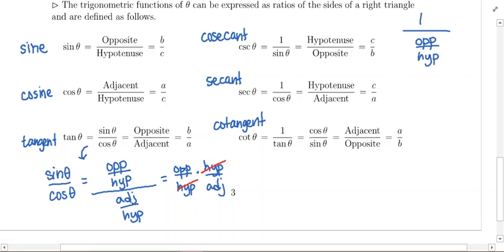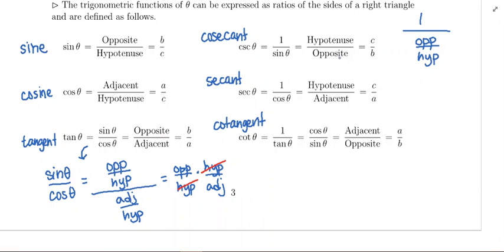like I said, if you do 1 over a fraction, it flips it. So instead of having opposite over hypotenuse, you would have hypotenuse over opposite. Again, you need to know the two representations of cosecant. It is 1 over sine. It is also the hypotenuse over the opposite.